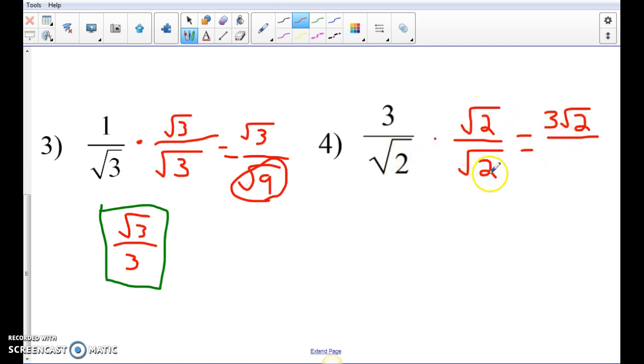And then on the bottom, 2 times radical 2, that's just going to be 2. Because again, if I did radical 2 times radical 2, that's radical 4. And the square root of 4 is just 2. So now we look and see, is there anything that we can simplify? Can I divide 3 divided by 2? No, that's not going to simplify any further. So this would be our final answer. 3 radical 2 over 2.